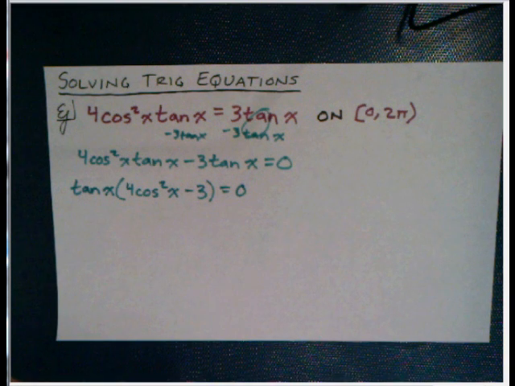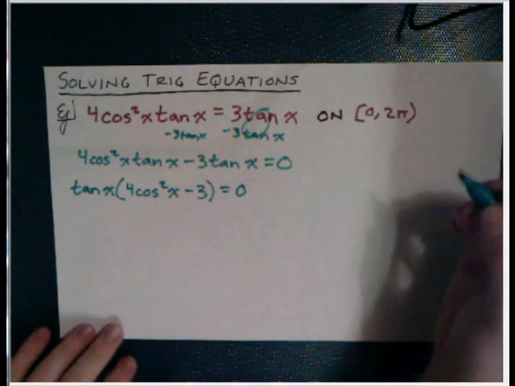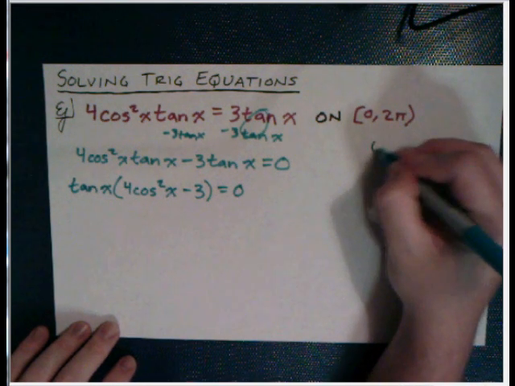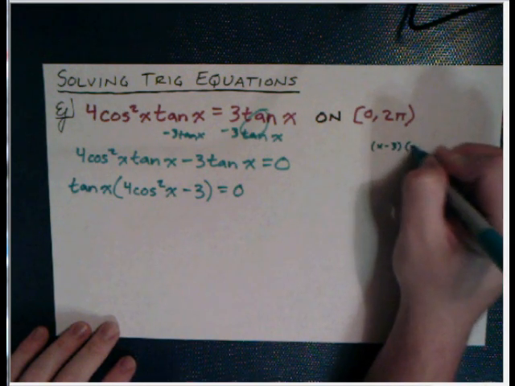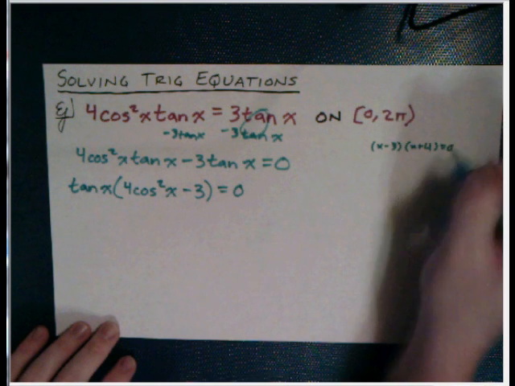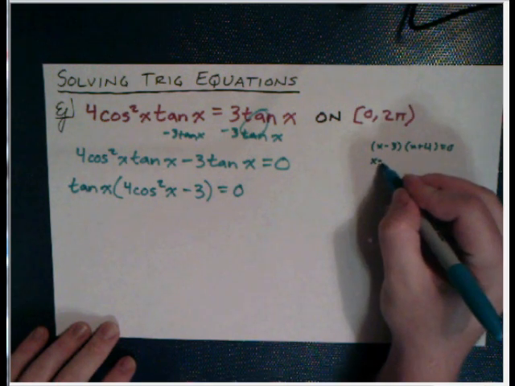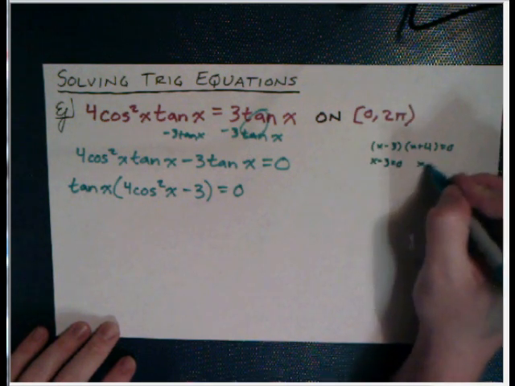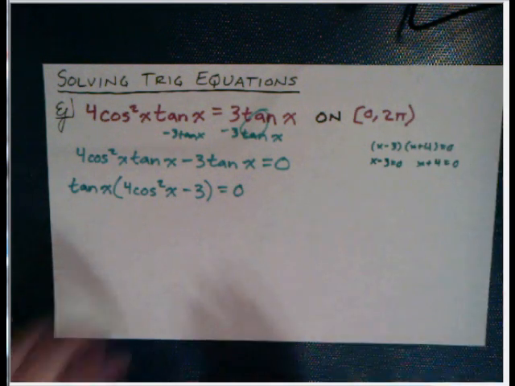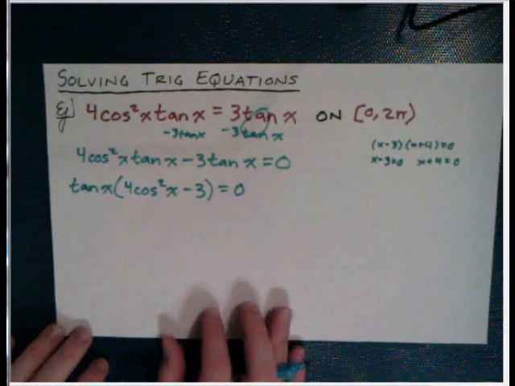Okay, so from here what do we do? Well, just like when we're factoring, when we get an expression like x minus 3, x plus 4 equals 0, we say, okay, we can solve this by setting x minus 3 equal to 0 or x plus 4 equals 0. We use the property of zero products. That's the same thing we're going to do here.